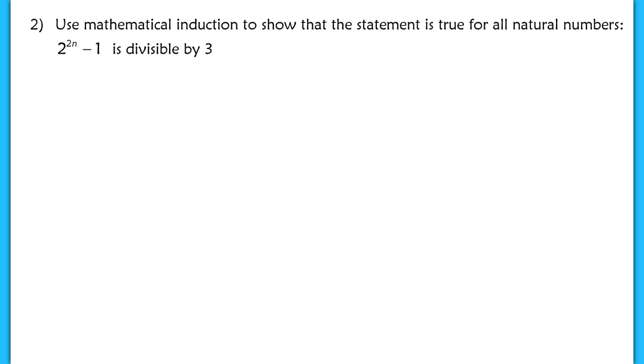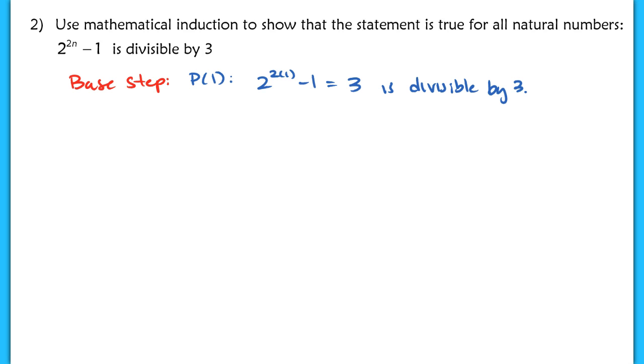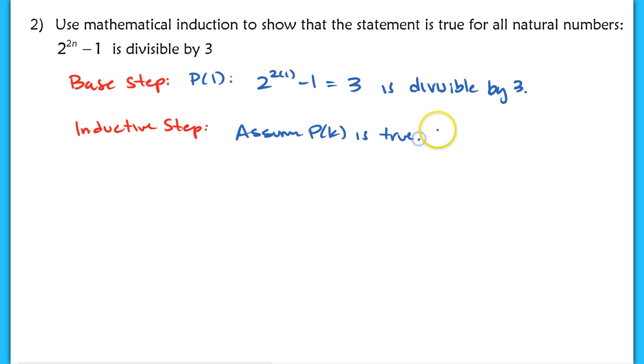Let's practice one more statement about factors so that you're more comfortable with this. So here we want to start with our base step. And so we have 2 to the second power minus 1, which is equal to 3, is in fact divisible by 3. So let's try our inductive step now. We are going to assume that P of k is true, and we want to show that P of k plus 1 is true.